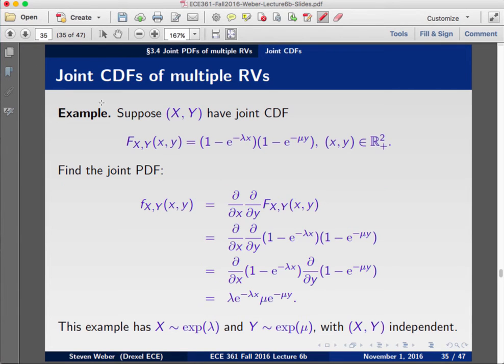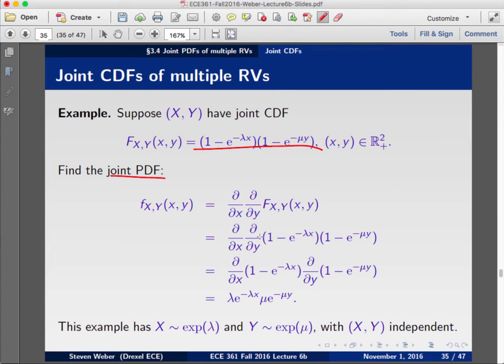Let's do an example. Let's suppose that X and Y are a pair of jointly continuous random variables with a joint cumulative distribution function, capital F sub XY, given by this expression here. And the question is, find the joint probability density function. Well, what we just saw at the bottom of the last slide was, to do so, we do a double differentiation. First, we differentiate with respect to x, then differentiate with respect to y. So I've indicated that here. I'm going to differentiate with respect to x, then I'm going to differentiate with respect to y, capital F.